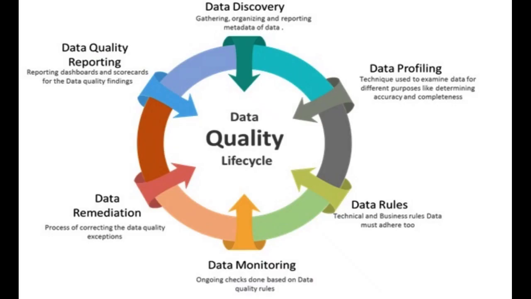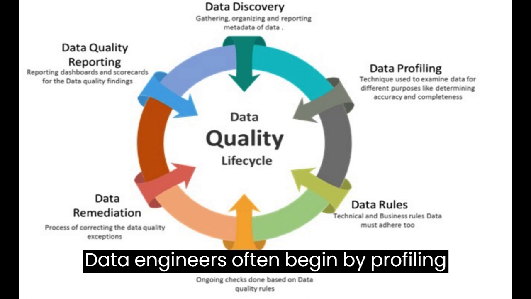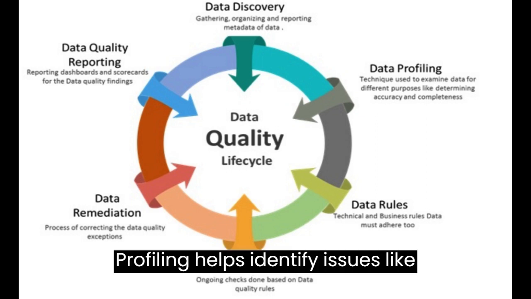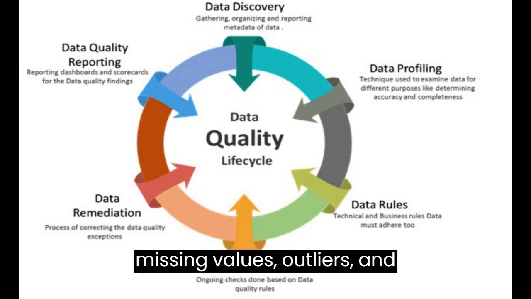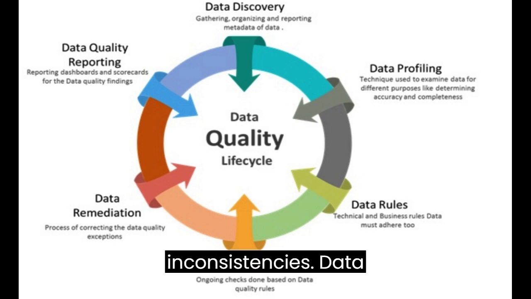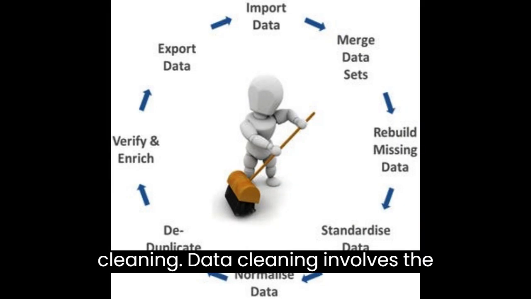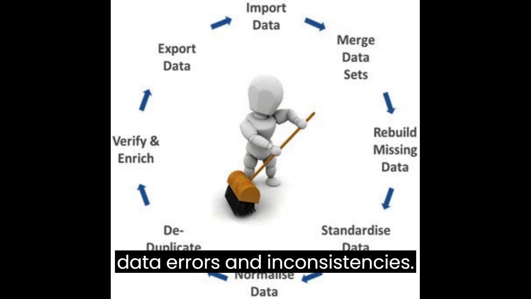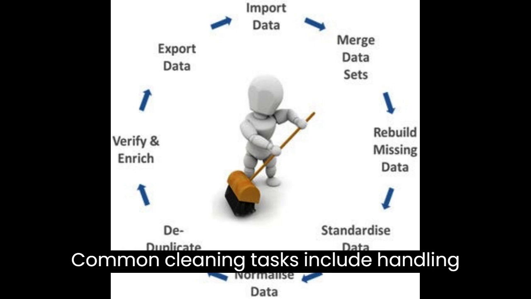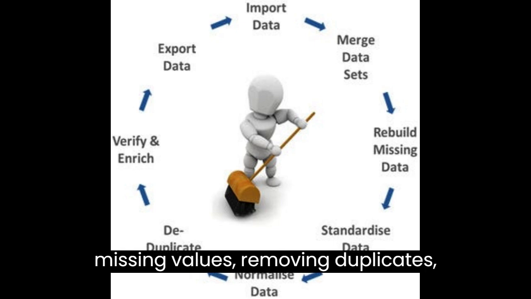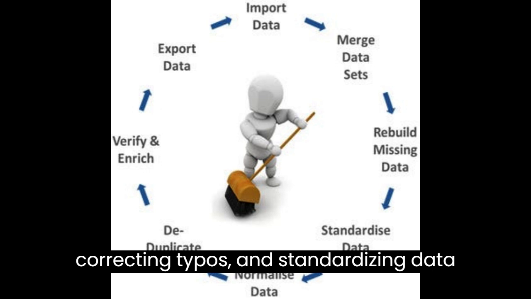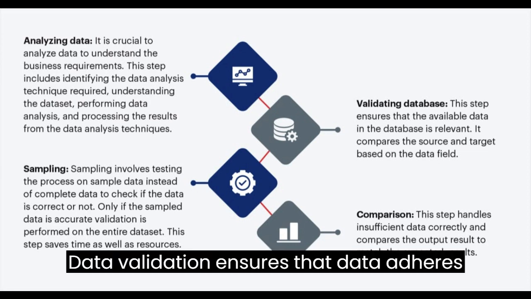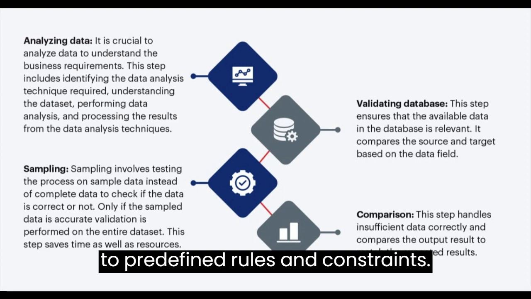Data profiling. Data engineers often begin by profiling data sources to understand their structure, content, and quality. Profiling helps identify issues like missing values, outliers, and inconsistencies. Data cleaning. Data cleaning involves the process of identifying and rectifying data errors and inconsistencies. Common cleaning tasks include handling missing values, removing duplicates, correcting typos, and standardizing data formats. Data validation. Data validation ensures that data adheres to predefined rules and constraints.